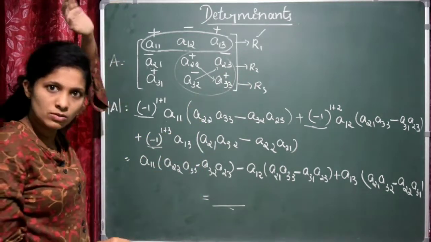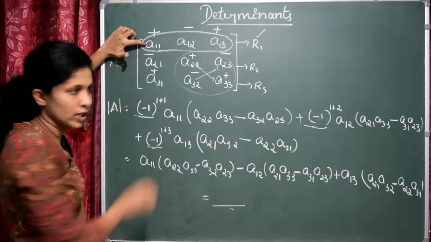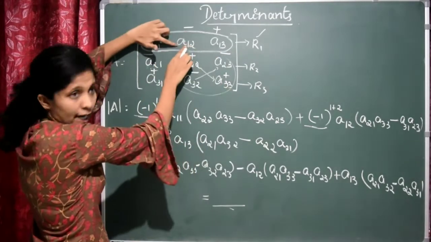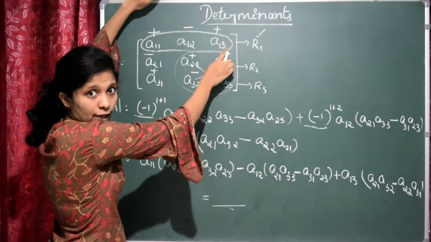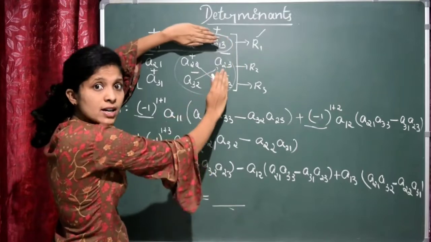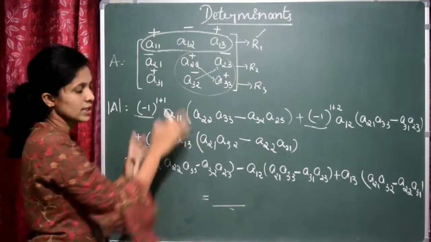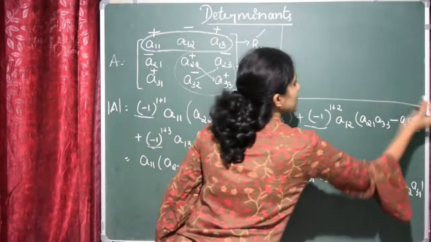If you want to expand along the first row, what you have to write? Plus A11, delete first row, first column, multiply this. Minus A12, delete first row, second column, multiply. Plus A13, delete first row and the third column and multiply. Is it clear? If you want, you can go with any row or any column. The determinant will be same.